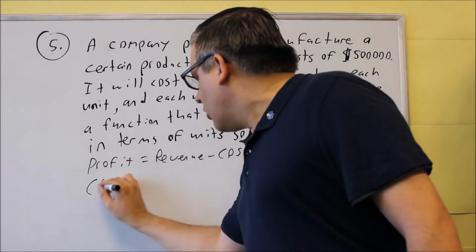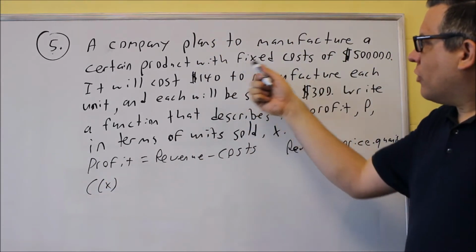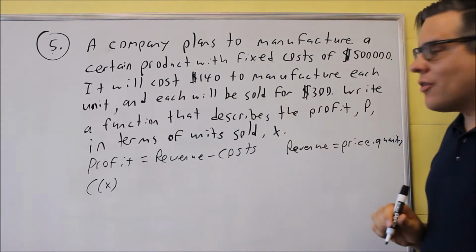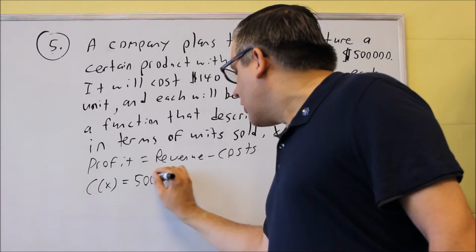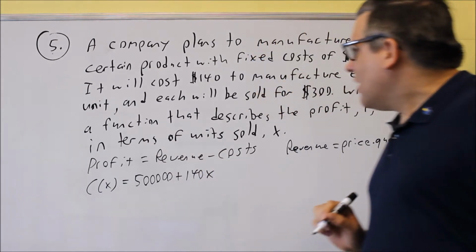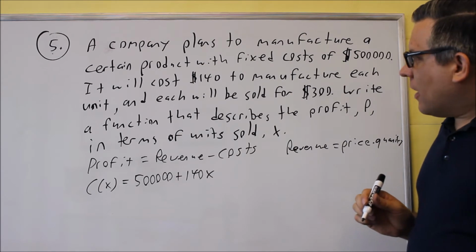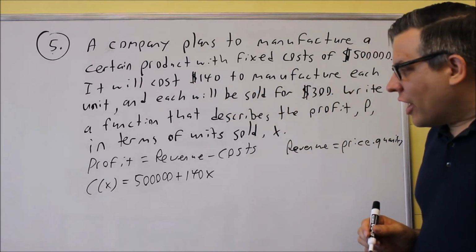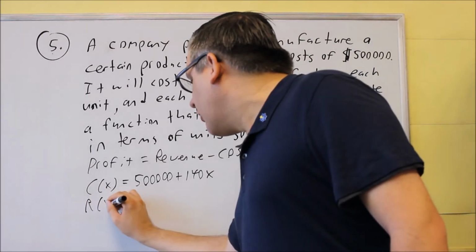Let's do the cost equation first, because that's the first line it says here. So it says we have some fixed costs of 500,000, and then we have 140 to manufacture each unit. So if I want to come up with a cost equation, that's going to be 500,000 plus 140x. It says they want us to use x as the number of units sold. So 140 to manufacture each unit, so that's why we have an x there for that one. That's your cost.